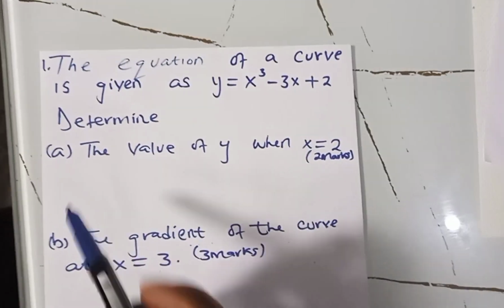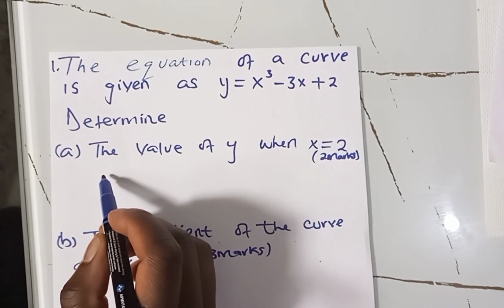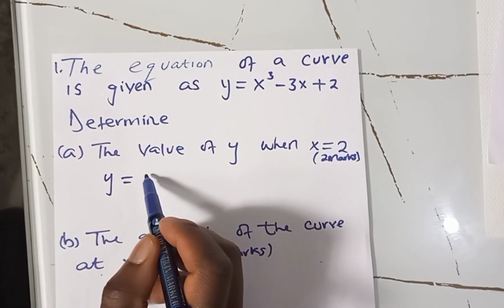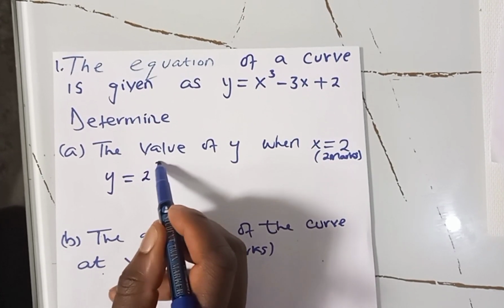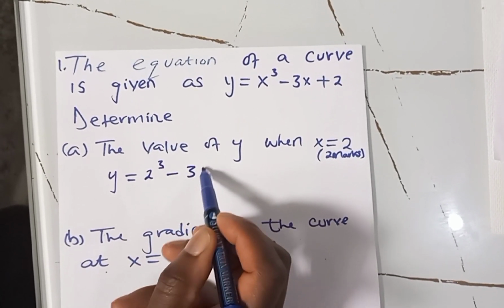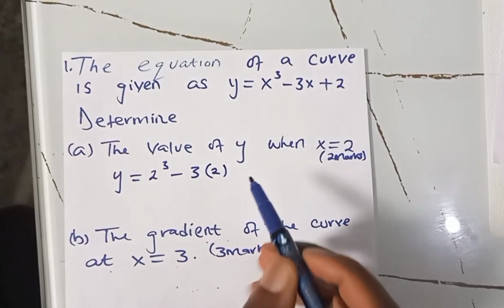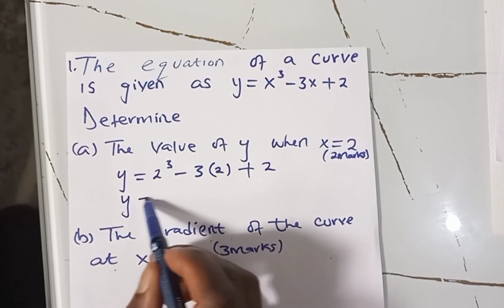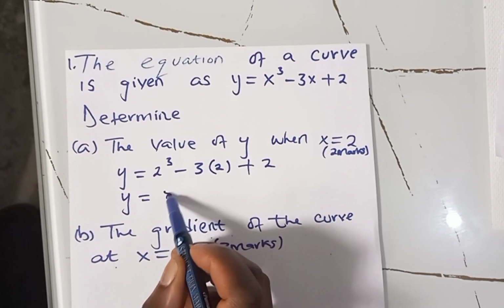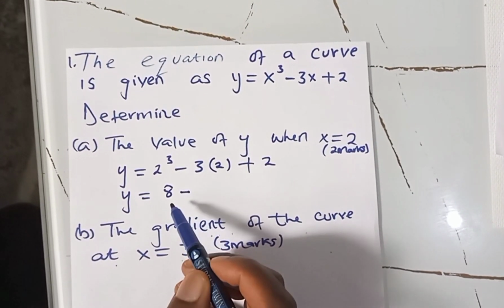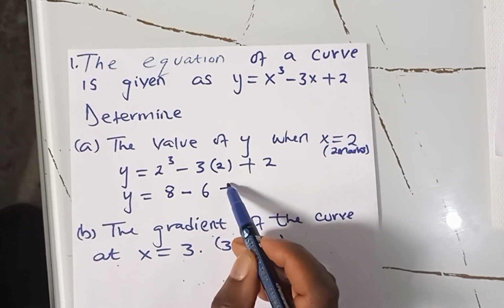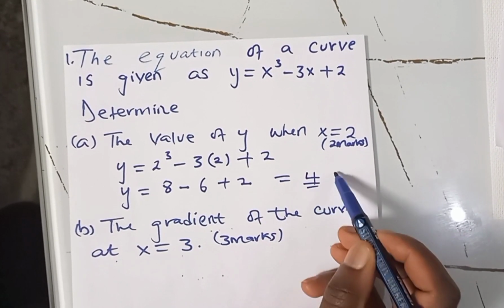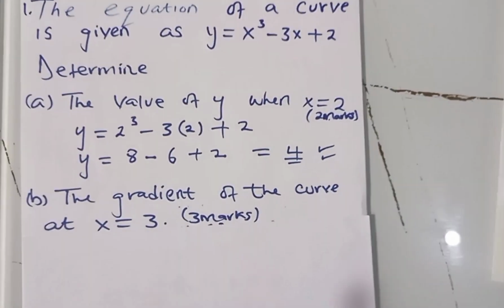So the value of y when x is 2. We're going to substitute that into our equation of y, 2 cubed minus 3x plus 2. And then just making sure that we obey the integers rule, we are going to get the value of y as 8 minus 6 plus 2, which is equal to 4. So the value of y when x is 2 is 4.